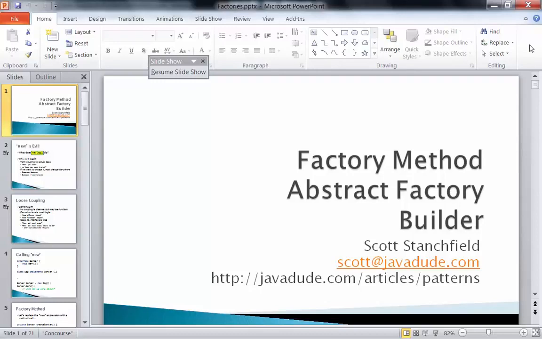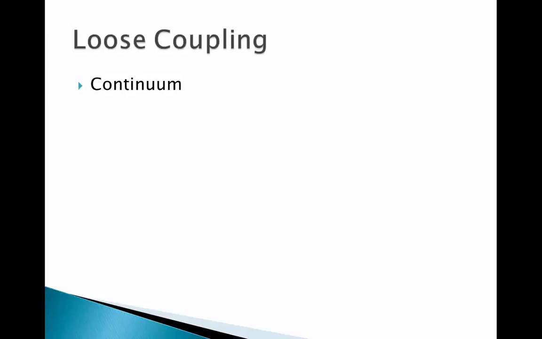Is create loose coupling in our applications. Now, coupling is really a continuum. It's not an absolute, this is loose and this is tight coupling. There's different types of coupling, but I like to think of mainly three categories.